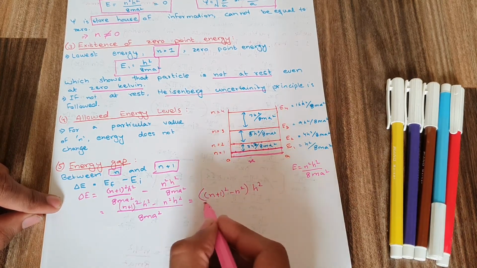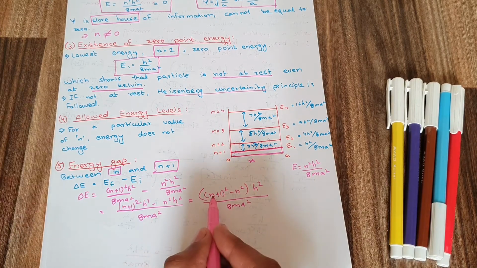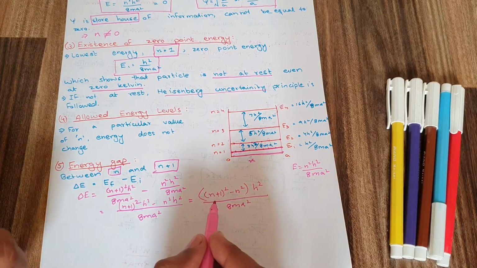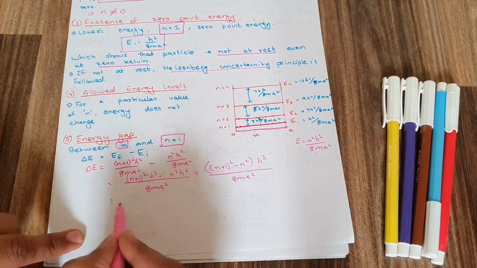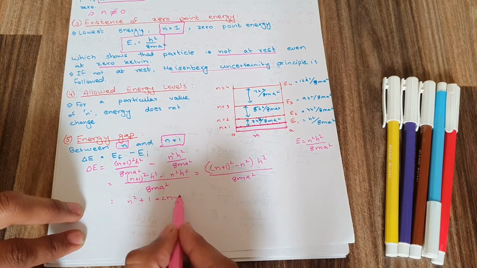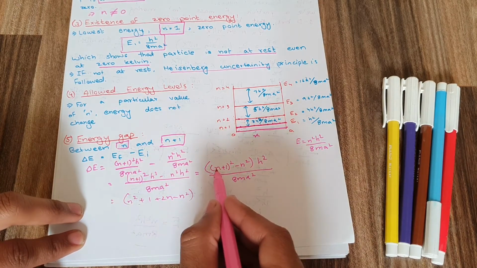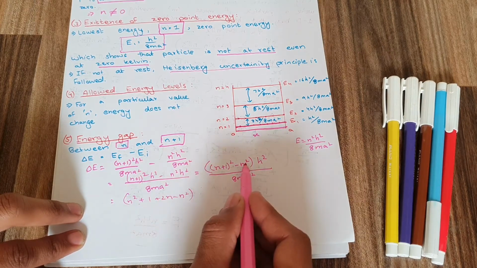h square goes to the common and I have 8ma square in the denominator. Now I will apply the formula of (a plus b) whole square on this part. So my answer comes out to be n square plus 1 plus 2n minus n square. Okay, this is the formula, n square plus 1 plus 2n, and this minus n square has come from here.